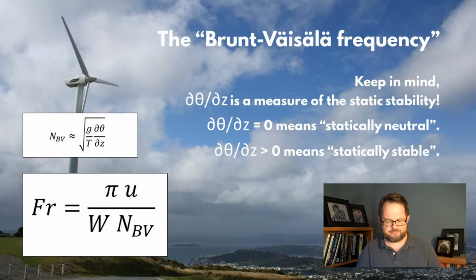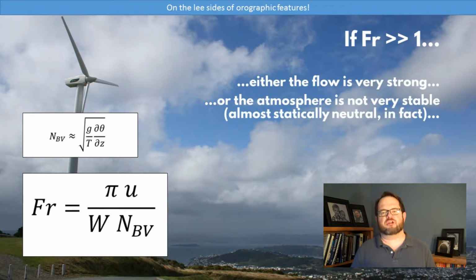Okay, I see that. So now let's say we're going to take this idea and apply it to the lee side of some mountains. And again, I'm going to keep that little bar at the top of the page there that says on the lee side of orographic features, because strictly speaking, these ideas only apply there. But we also only have so much time in our lives. Well, let's look at this Froude number.